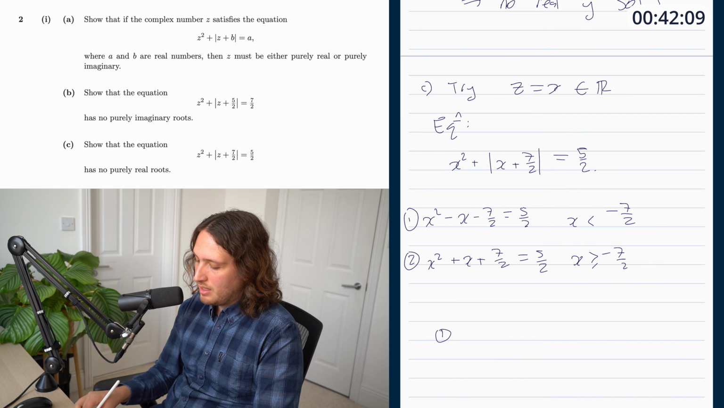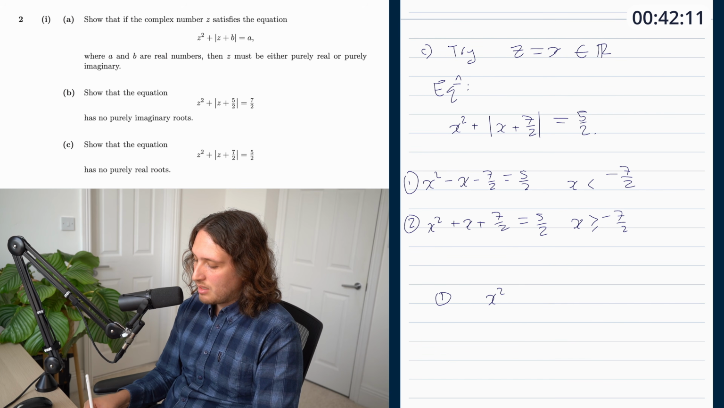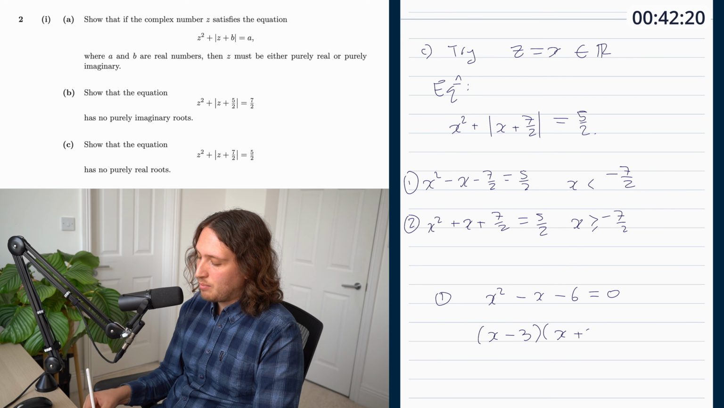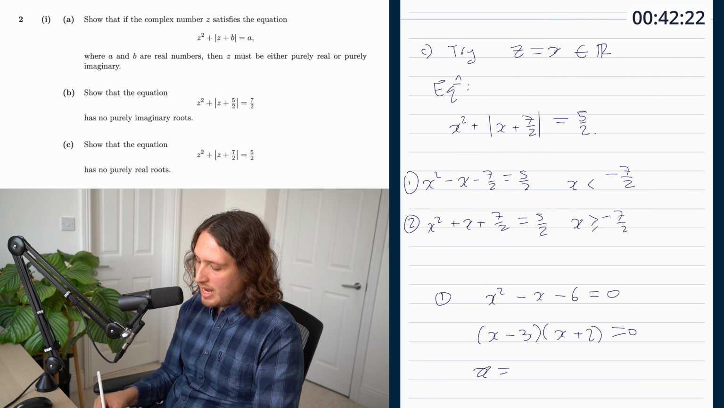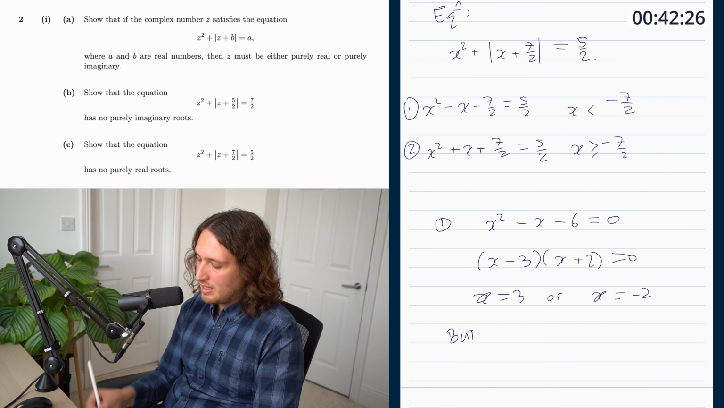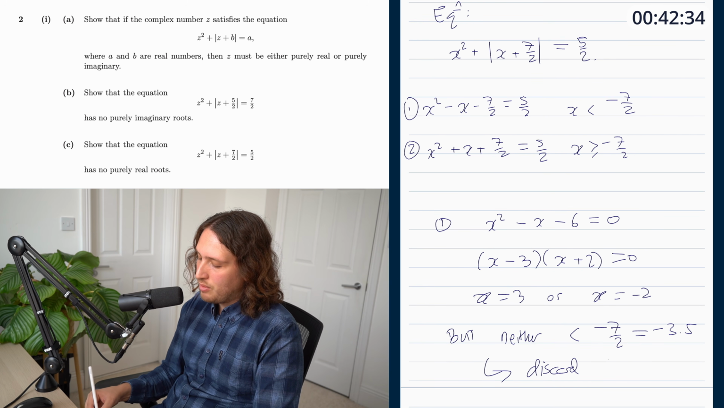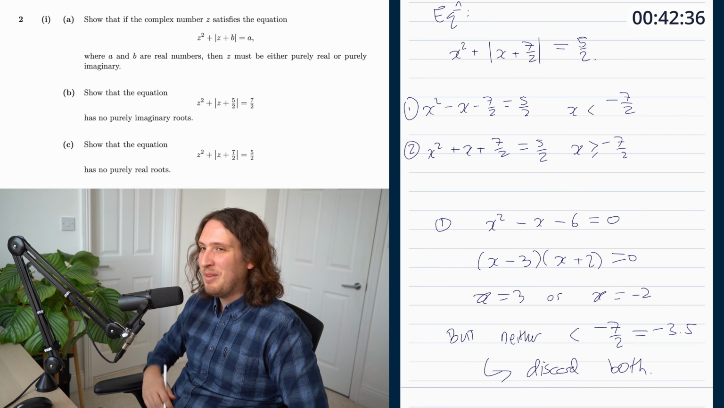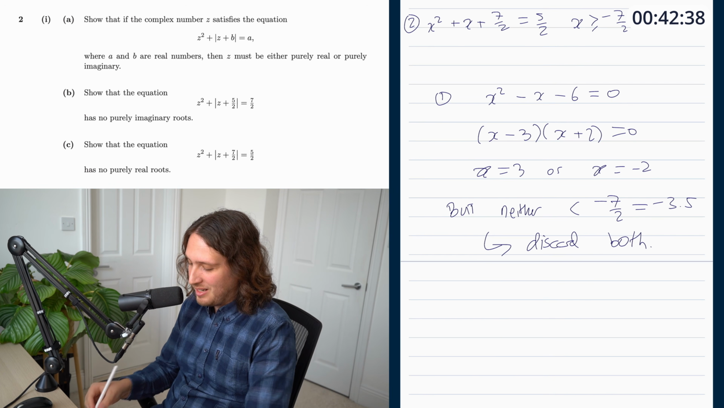So case 1 reads x squared minus x minus 6 is 0. So that factorizes to x minus 3, x plus 2 is 0, x is 3 or x is minus 2, but neither is less than -7 over 2, which is minus 3.5. So I have to discard both. Good. I wanted to discard them because I want there to be no real solutions.